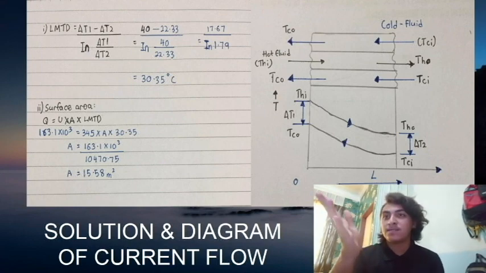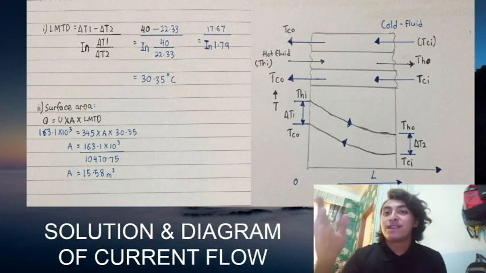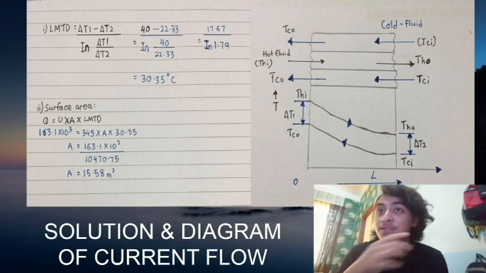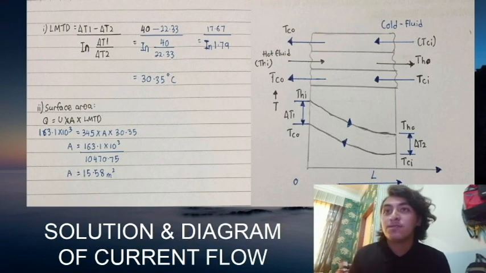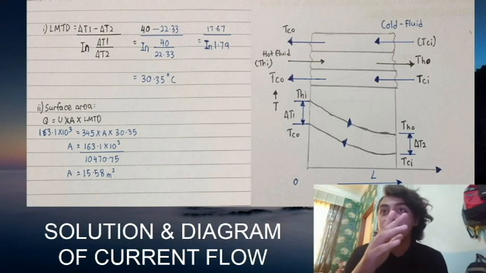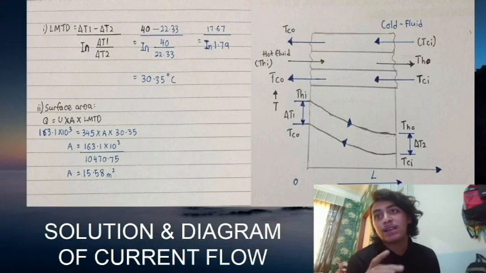And at the right beside is the diagram of counterflow. You can see TCI up to TCO, and THI down to THO. On the left is delta T1, and on the right is delta T2.